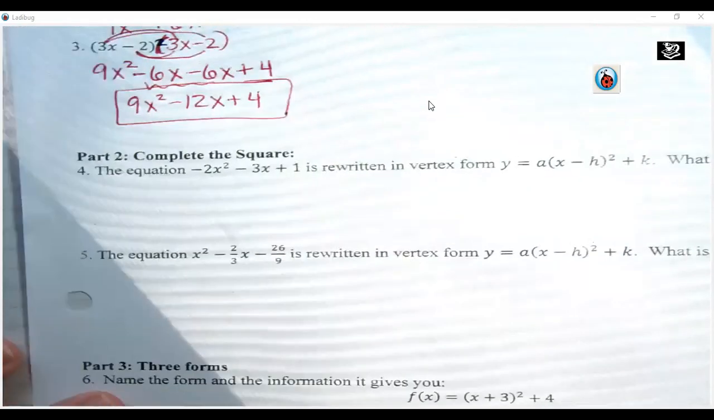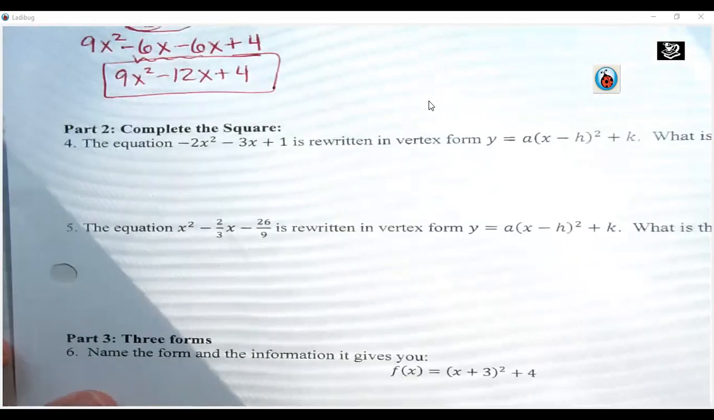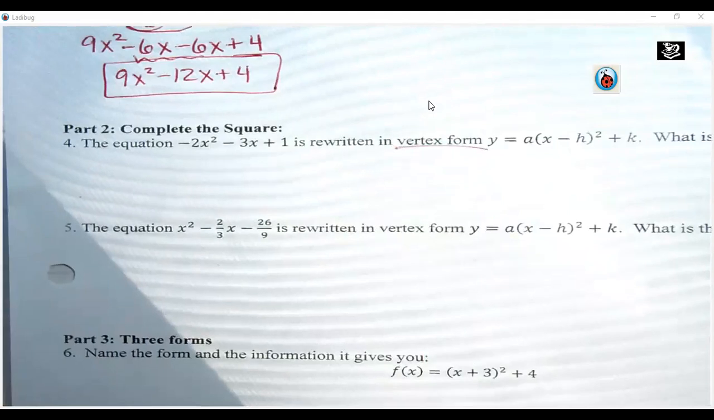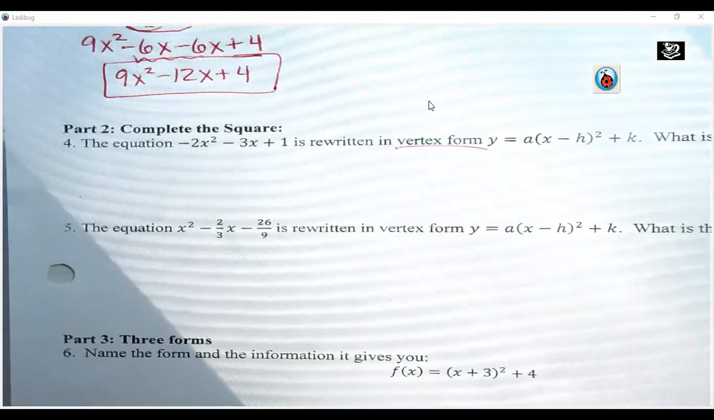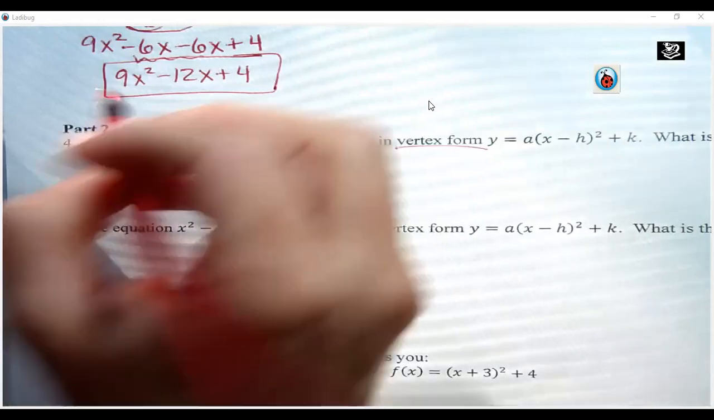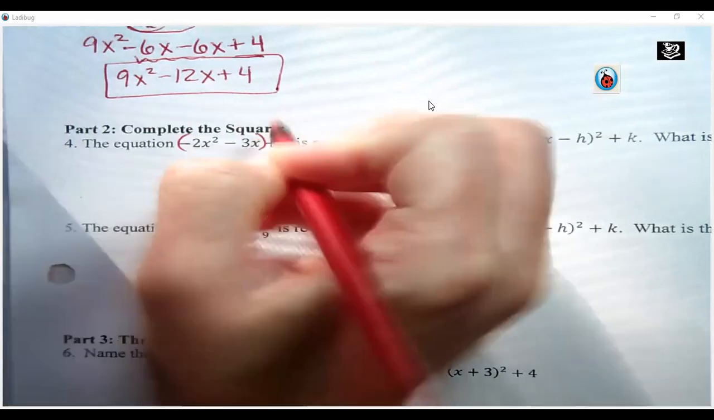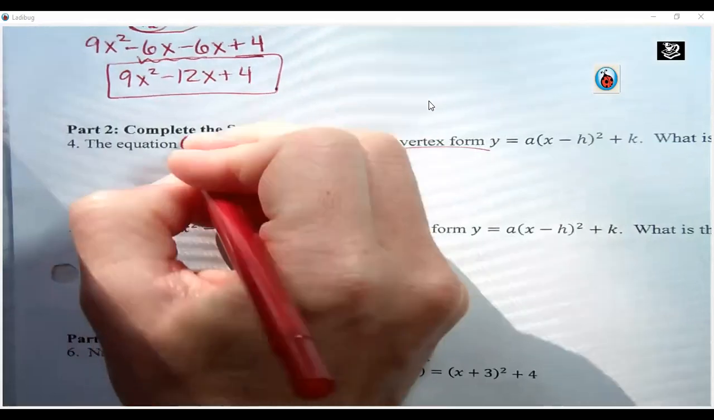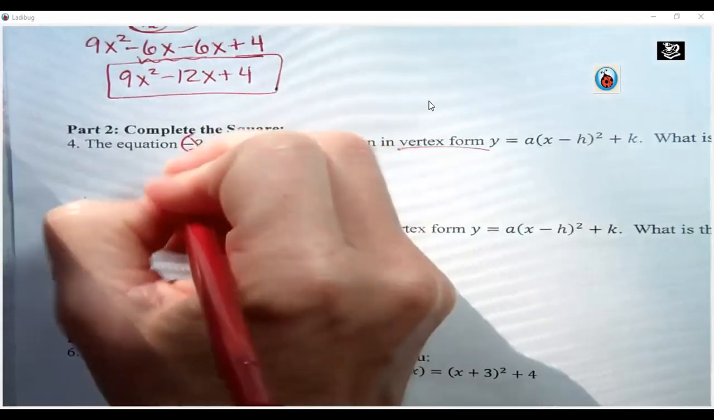All right, somebody who has not answered yet, what do I need to do first to write it in vertex form? Divide by 2. Close. Divide by negative 2. Good. All of it? Just the one after it. Just the first 2, right? Just the first 2. Divide by negative 2. And so that gives me x squared.